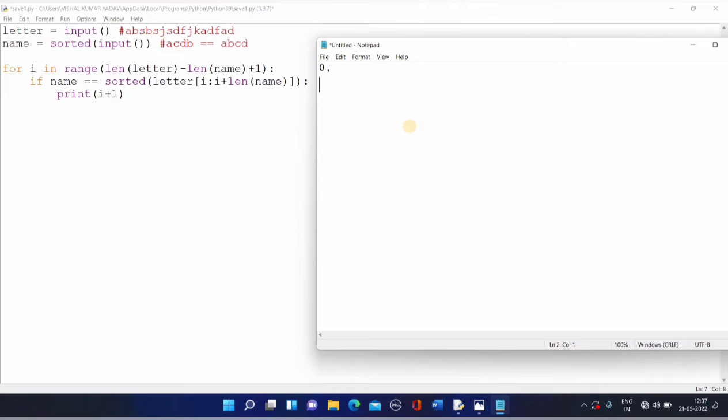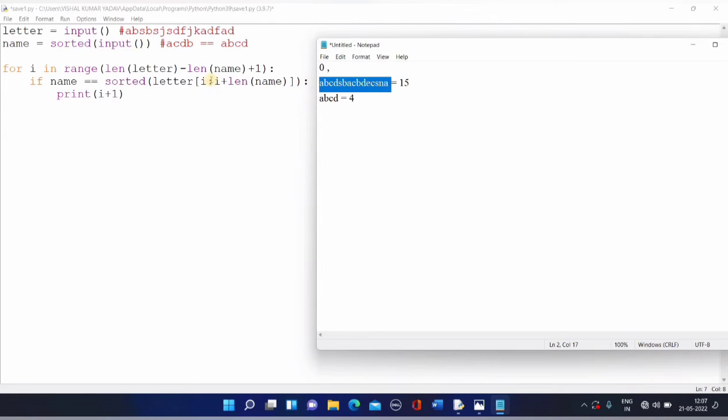For example, suppose the letter is A D B C D E F, and the name is A B C D. So what is the length of name? It's basically 4. And what is the length of letter? 1, 2, 3, 4, 5, 6, 7, 8, 9, 10, 11, 12, 13, 14, 15. So it's 15.